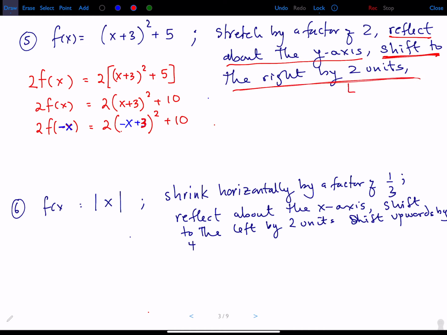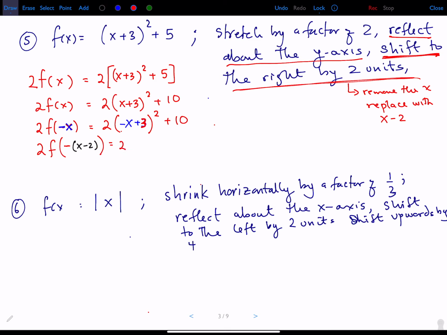And then it says shift to the right by what? By 2. That means that I'm going to remove the x and replace it with what? x minus 2. So now I'm going to take this function, 2f, and wherever I see x, I'm going to replace it with x minus 2. So when I come over here, wherever I see x, I'm going to remove that x, and I'm going to replace it with what? x minus 2.